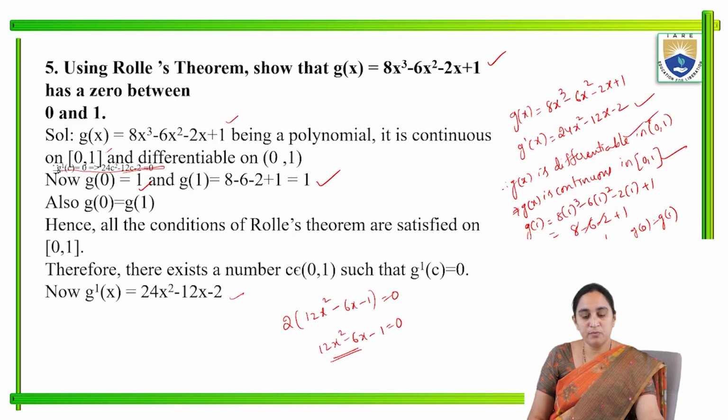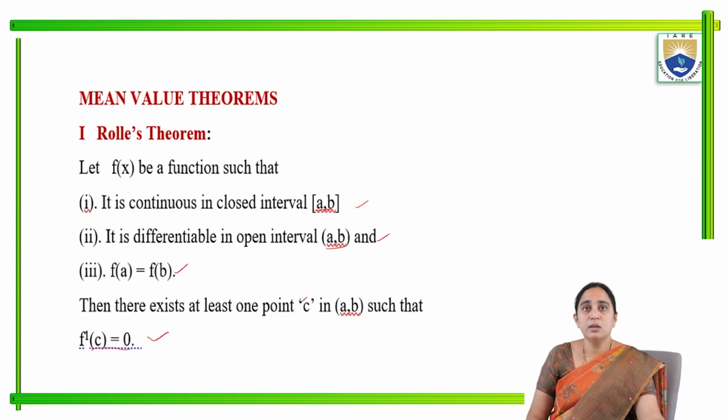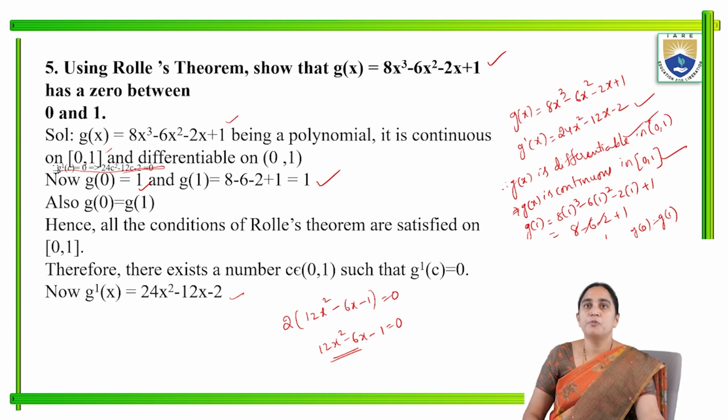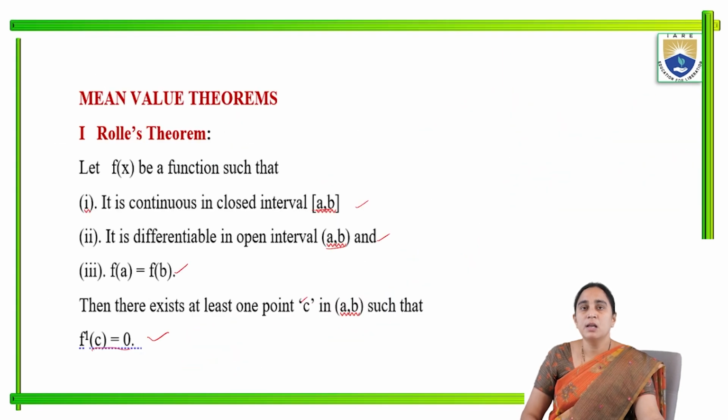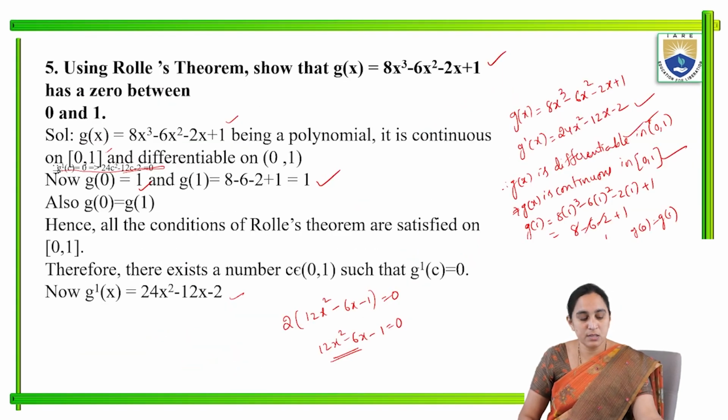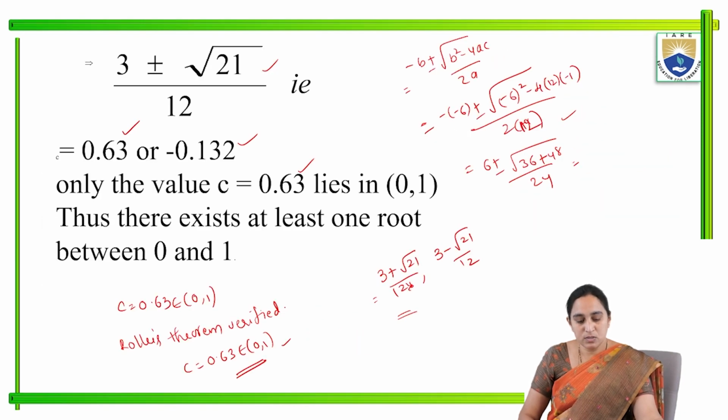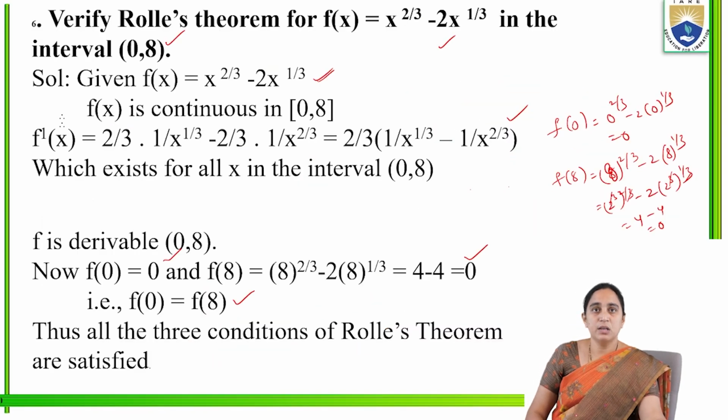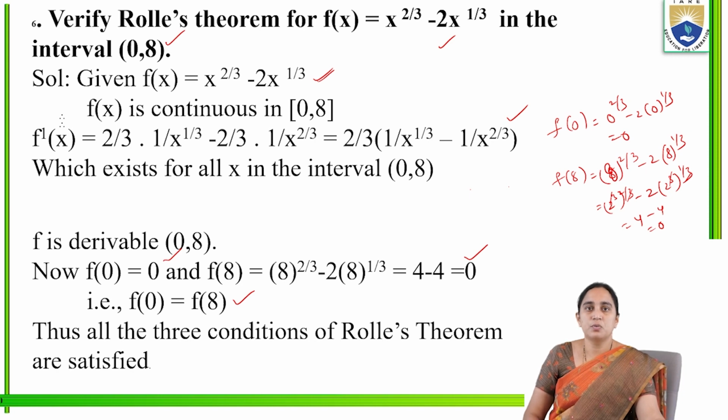Once observed, now we discussed two questions. In the two cases, we verified the concept of Rolle's theorem. The two are polynomials only, so the two are verified, and the c value is also in between the given limit points. The first one is 0 comma 1, and the second one is 0 comma 8. This is the concept of Rolle's theorem.